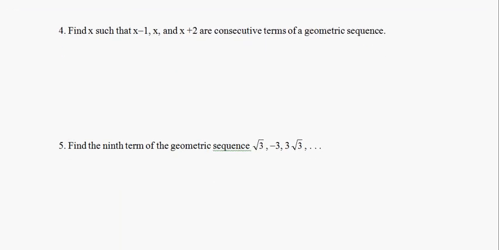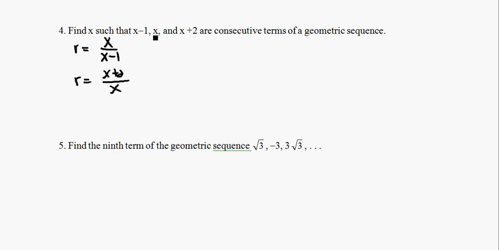These are consecutive terms in a geometric sequence. We've seen a problem like this with arithmetic sequences. In this case, we're going to determine what the common ratio is. So the common ratio of the first two consecutive terms will be x over x minus 1. The common ratio of the second set of terms would be x plus 2 over x.